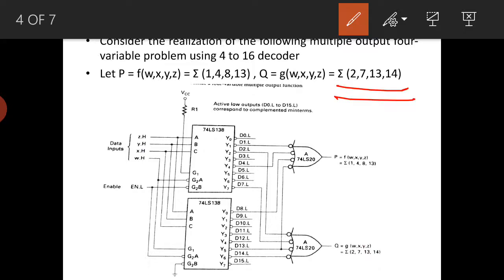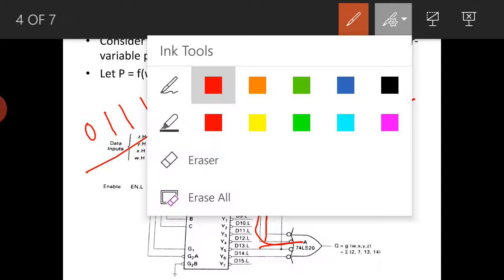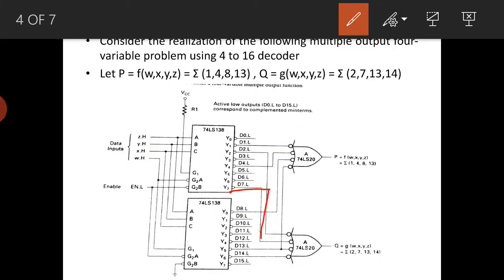If I give 7, in the sense 0 1 1 1, as input, 7 is here, which is connected to this gate. So if I give 7, only this output will be 0, all others will be 1. So the input from this IC is 1 1. 7 is connected here, this is 0, and after the bubble this will be 1.